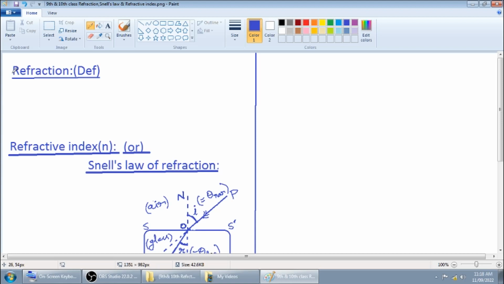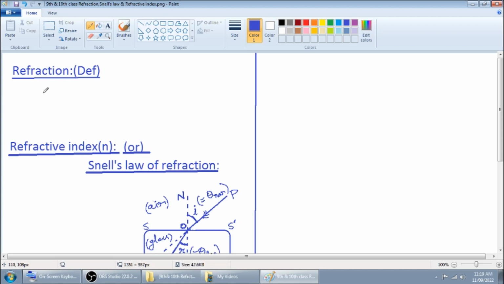Previously you have learnt about reflection of light from a mirror, from a smooth reflecting surface called a mirror. So reflection obeys laws of reflection. The same way, refraction is another phenomenon.